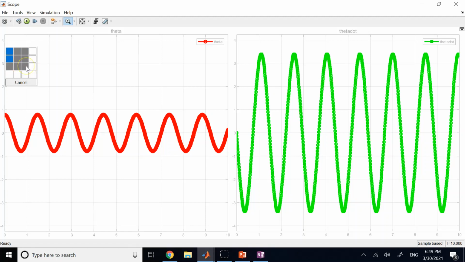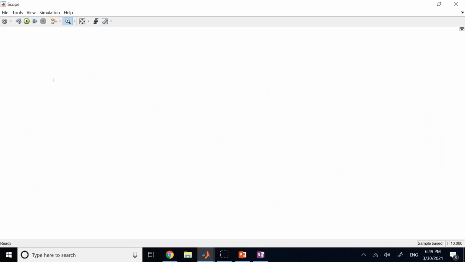If you have enough input ports for oscilloscopes, you can put each one of them on one of these windows and have a different layout. So for now, let's just put back everything to one window.